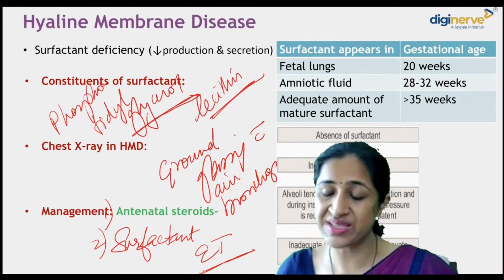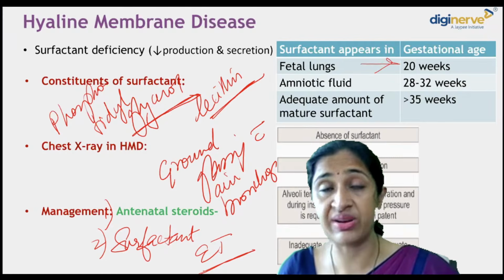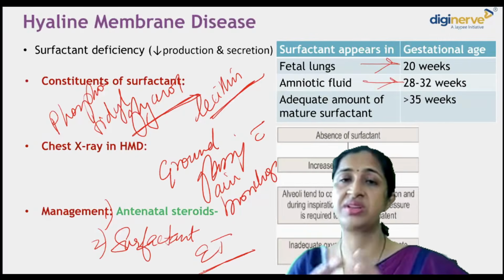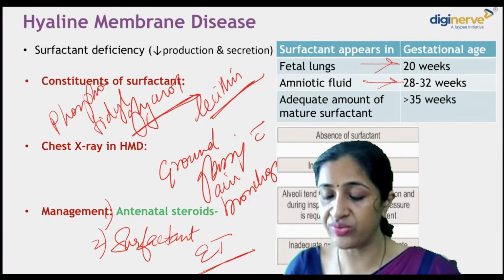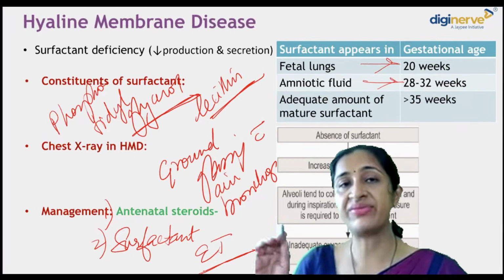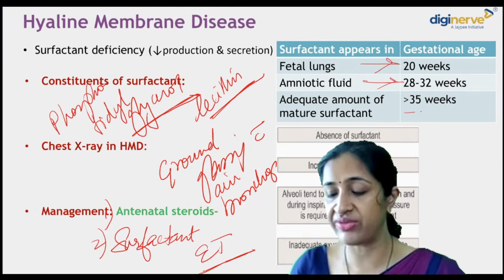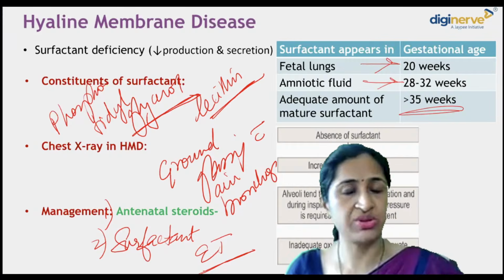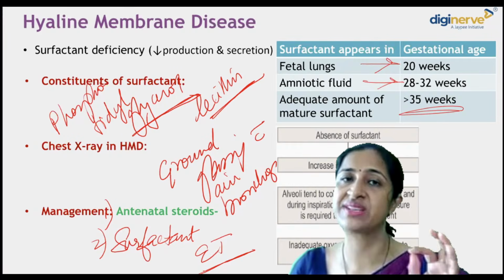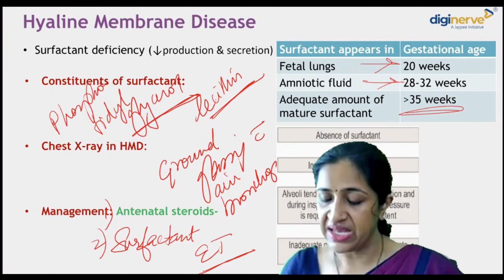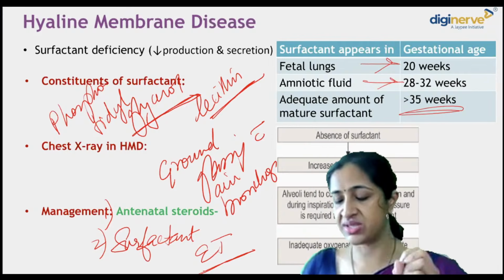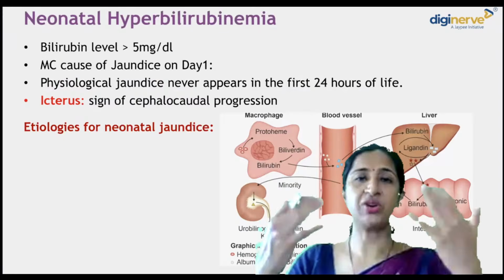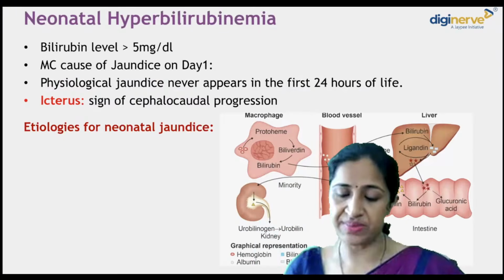Another small thing: fetal lungs develop by 20 weeks, and amniotic fluid is tested at 28 to 32 weeks. Only above 34 to 35 weeks do you find a good amount of surfactant. So babies born below 34 to 35 weeks will always have a risk of hyaline membrane disease. The absence of surfactant causes a lack of surface tension, so the alveoli which are open because of the breath cannot stay open and they collapse.